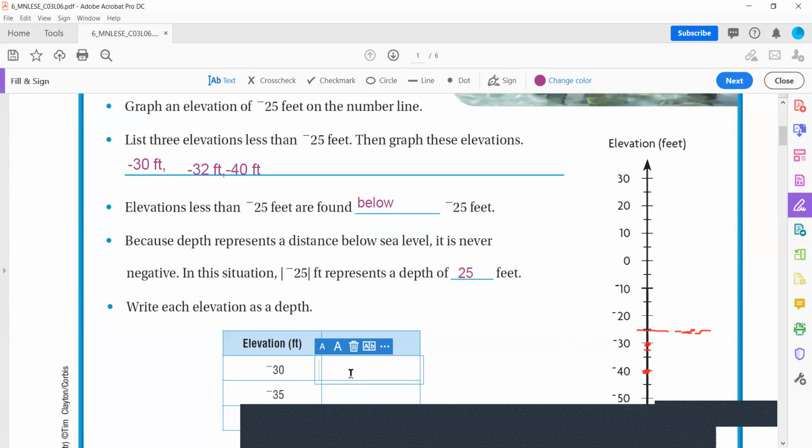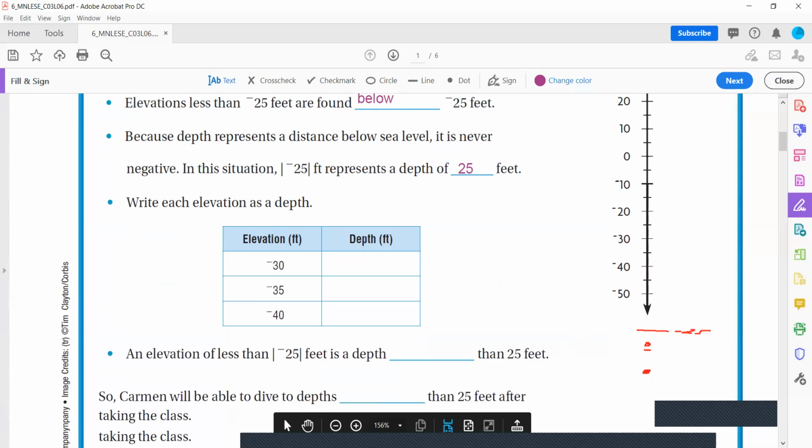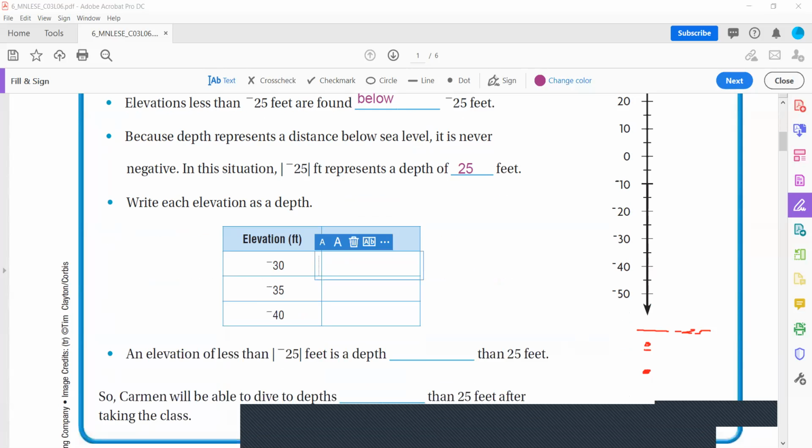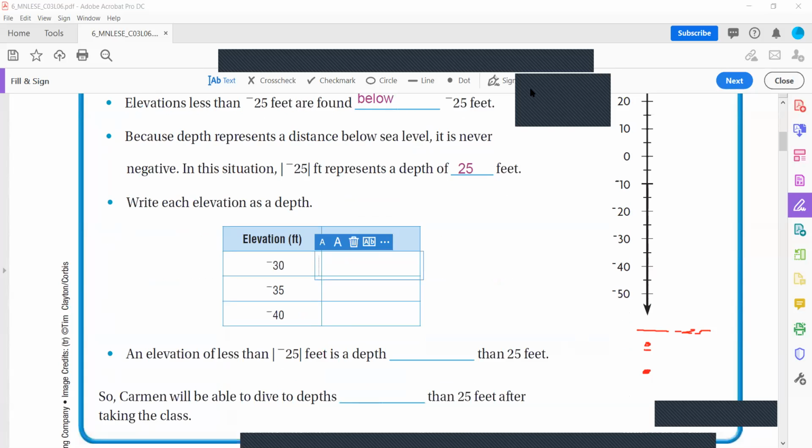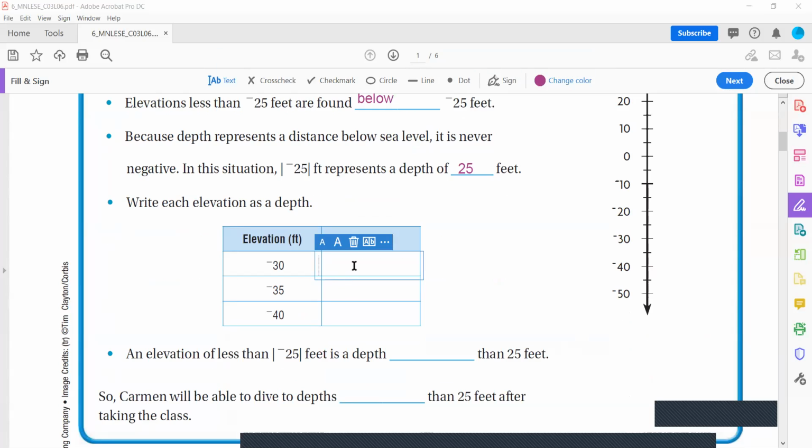Did you all put the points there? Now, what is the absolute value of minus 30? 30. Yes. What is the absolute value of minus 35? 35.